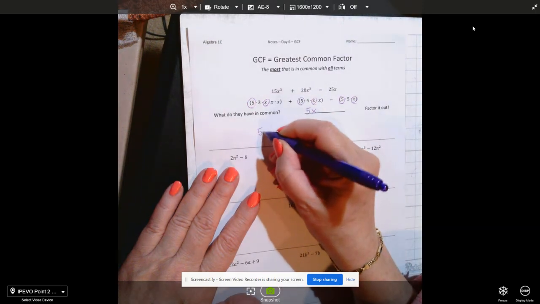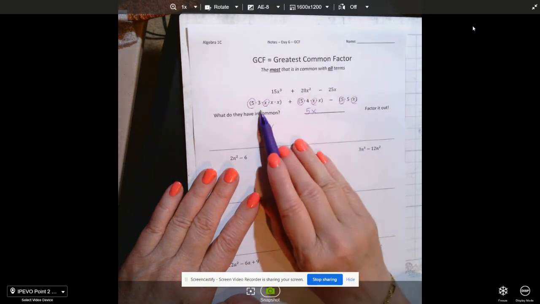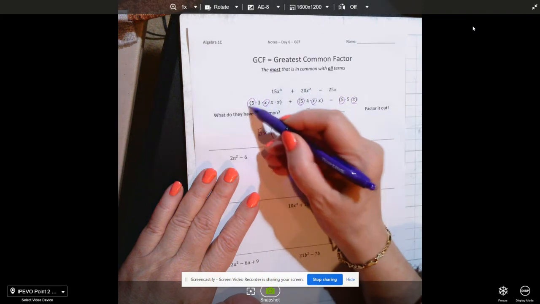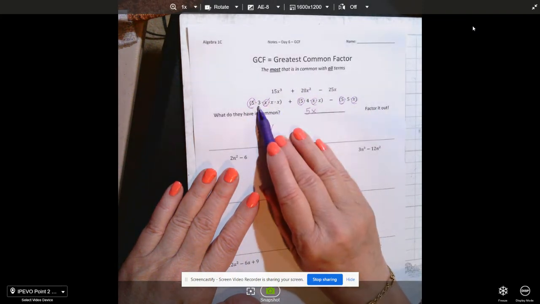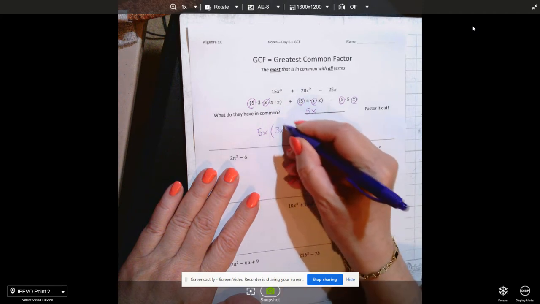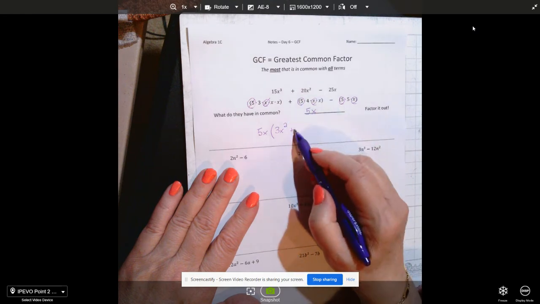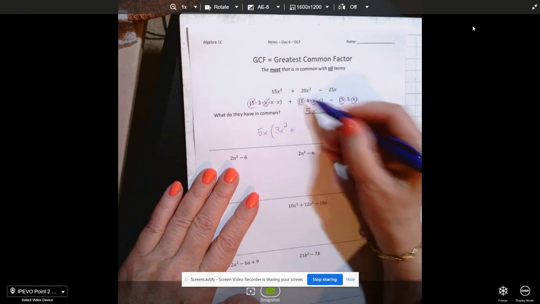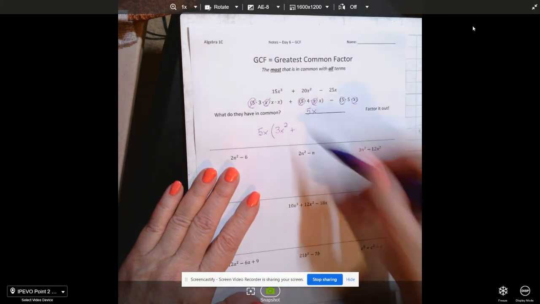So I'm going to put that out front, and I'm going to put parentheses. Well, after I take the 5x out, if you ignore that 5x, what's left? Well, I have a 3 and 2 x's. So I have a 3x squared left there, plus, I'm going to bring down the sign. Well, I've taken out this 5 and that x, so I have left a 4x.